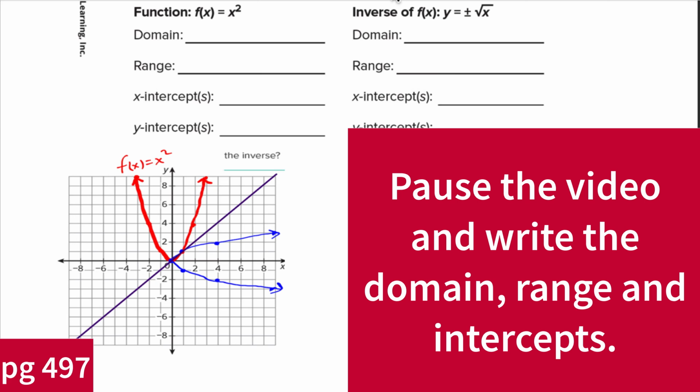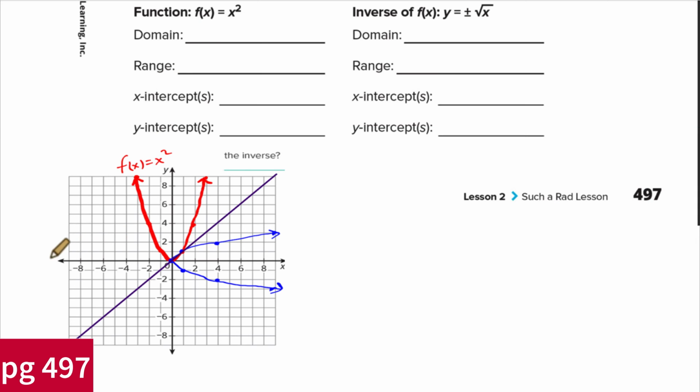Pause the video and go. Now here's what I did. I brought that graph down so I could look at it. Let's look at the domain. The domain is all the x values. I'm going to scan this x-axis here. I kind of look at it like a vertical line going through. The domain should be negative infinity to positive infinity. If you can't remember the reasons why, then please ask your teacher. The range doesn't start until 0 and it goes up to infinity.